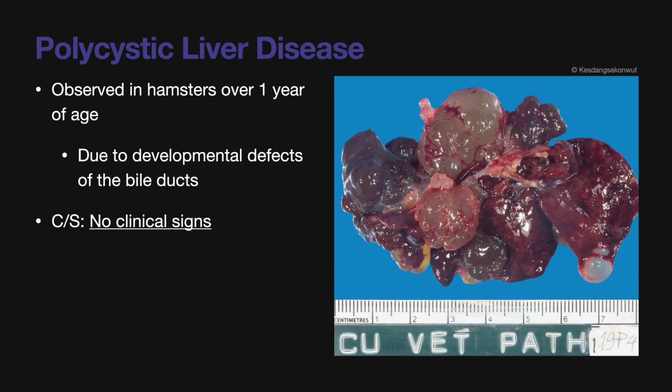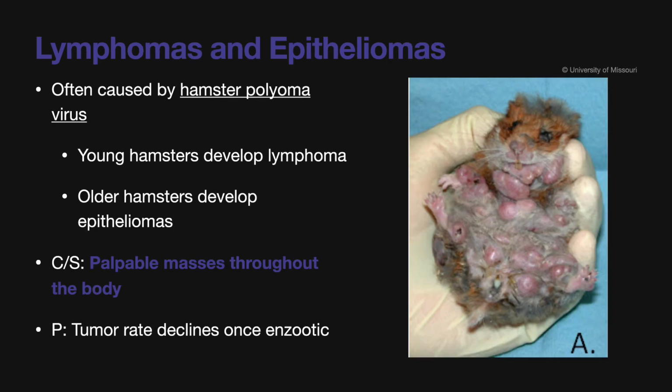Polycystic liver disease is commonly observed in hamsters over 1 year of age at necropsy. This condition occurs due to developmental defects in the bile ducts, and it is not associated with any clinical signs or consequences for the hamster.